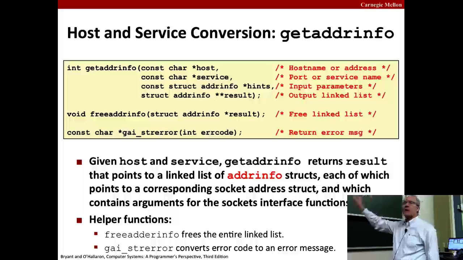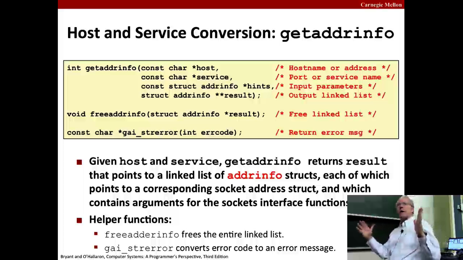And the reason for that is the same function can be used either to look up a service, like what is the port number associated with HTTP, or what is the IP address of www.cmu.edu. The hints is something that you're passing in, and it's basically where you fill in a small amount of a fairly large body of information about what specifically you are looking for in this request. Are you looking for IPv6 information? Are you looking for IPv4? And so forth.